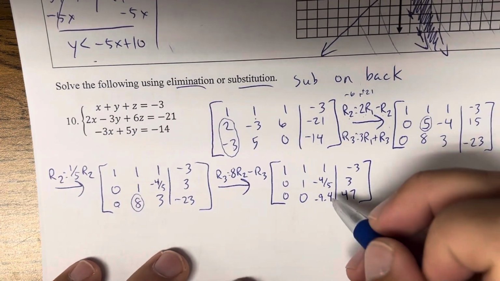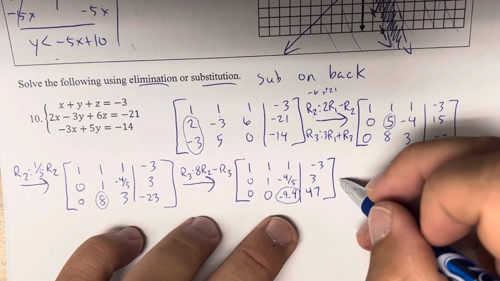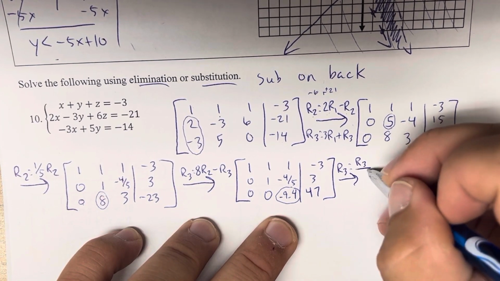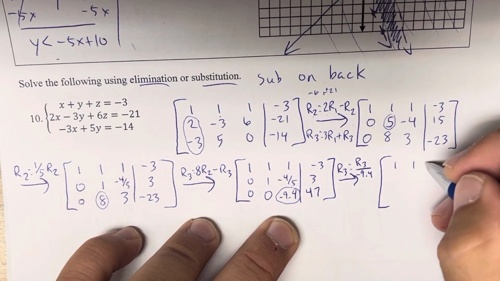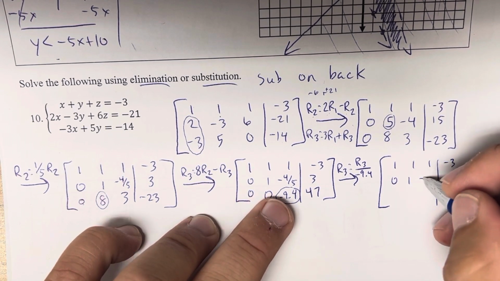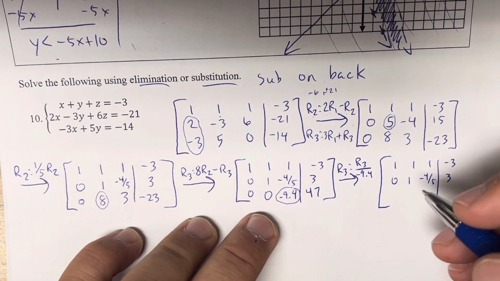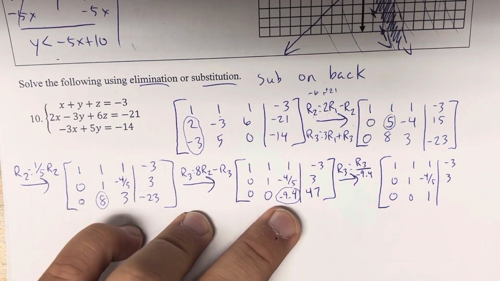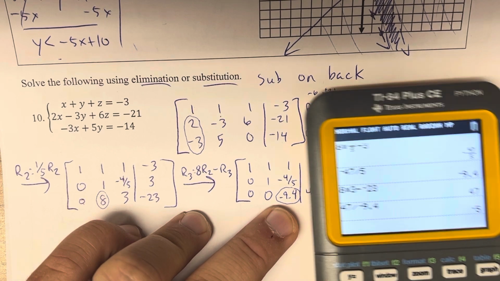All right, then like we talked about earlier, I want this one to become a 1. To make that become a 1, we just divide it by itself. So for row 3, we're going to do row 3 divided by -9.4. So the top row stays the same, 1, 1, 1, -3. Middle row stays the same, 0, 1, -4/5, and 3. And then the bottom row, we're going to take row 3 and divide by -9.4. So 0, 0, that's going to become a 1. And then 47 divided by -9.4 gets me -5.